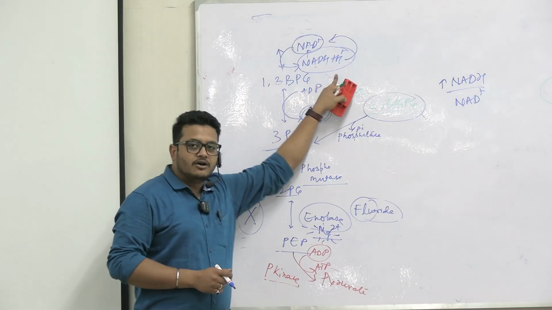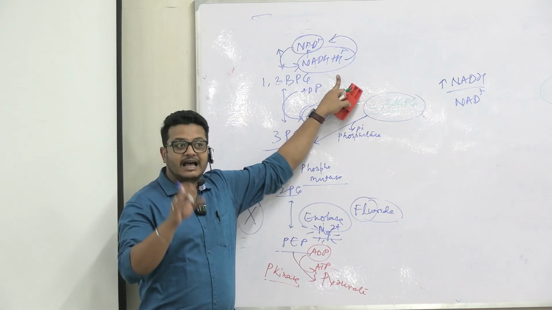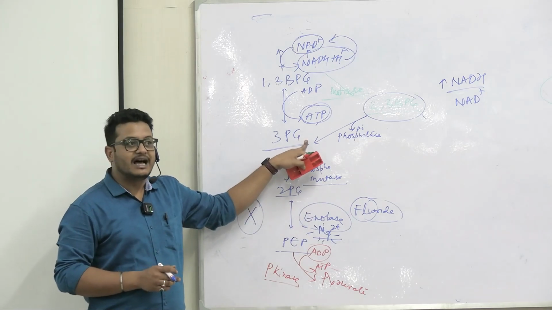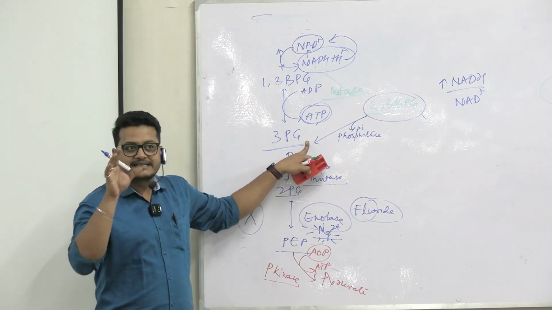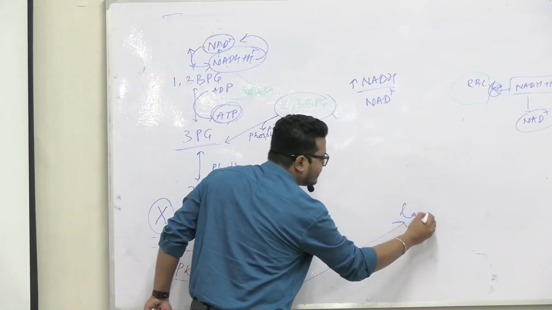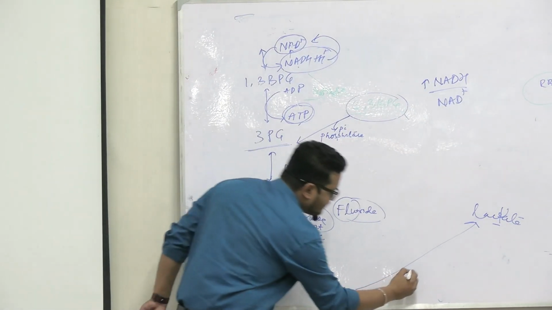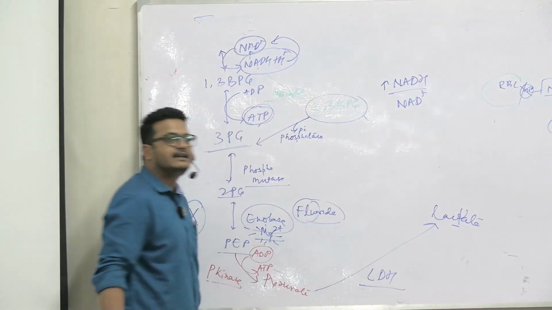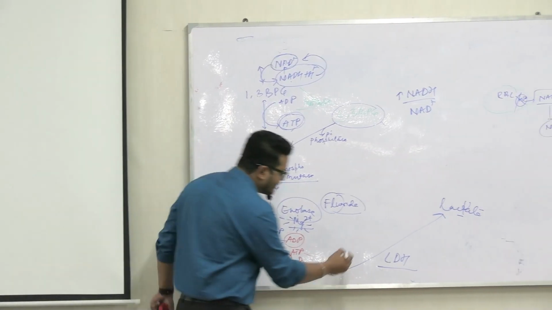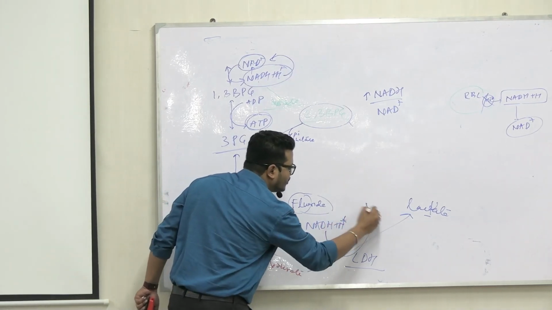So, to make sure that the cell has enough NAD plus to continue with the glycolysis, so that the RBC will keep surviving, what do they do? They convert the pyruvate into lactate. This is the reaction provided by an enzyme called LDH, lactate dehydrogenase. This reaction requires a molecule of NADH plus H plus, and that converts into NAD plus.